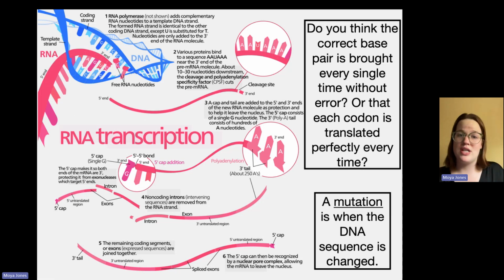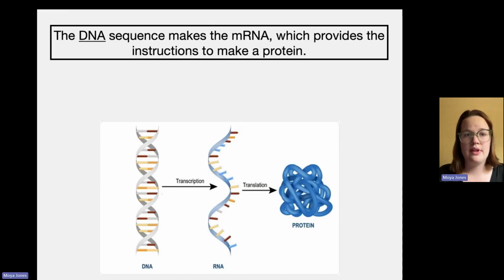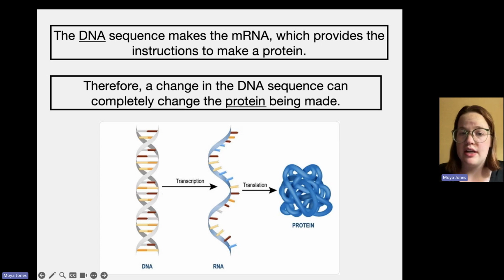That is called a mutation. A mutation is when the DNA sequence gets changed and read as something else. The DNA sequence makes the mRNA, which provides the instructions for how to make a protein. Therefore, if there is a change in your DNA, then you can completely change the protein that is being made.